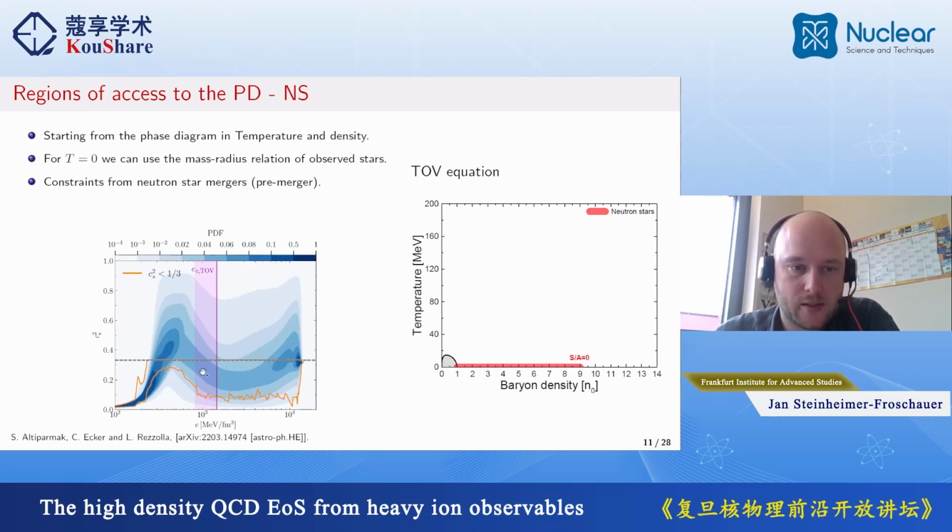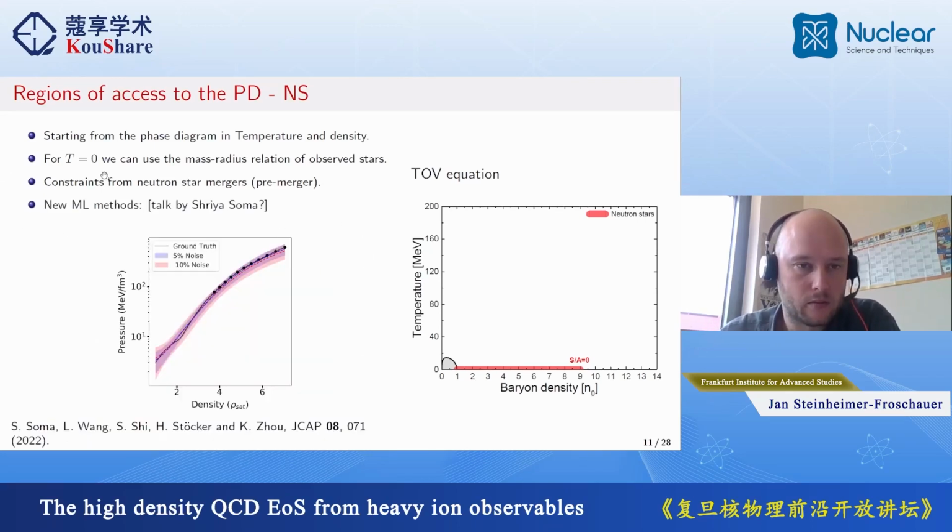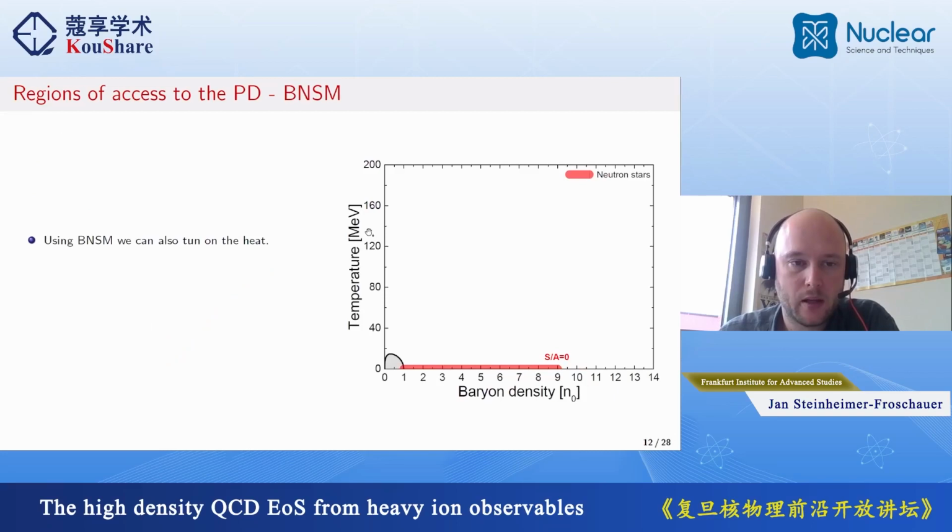But again, this is from pre-merger, so this is not from stable cold neutron stars, but from binary neutron stars and how they interact with one another before they start merging. And I just want to mention Shriya Soma and Kai Zhou. They recently published a new method on how to use machine learning methods to do this also in a similar way. What you can also do is use binary neutron star mergers to turn on the heat.